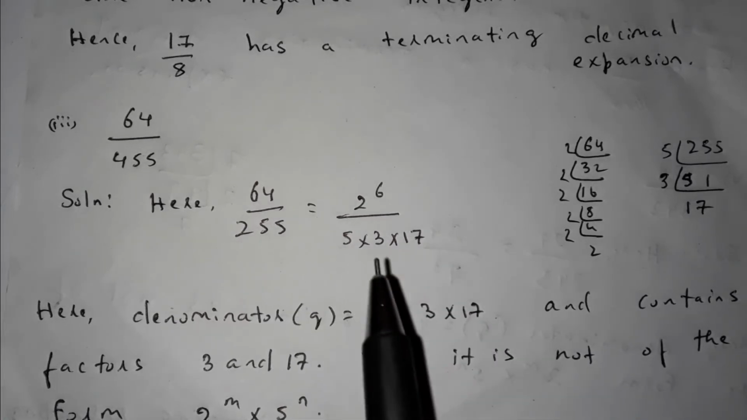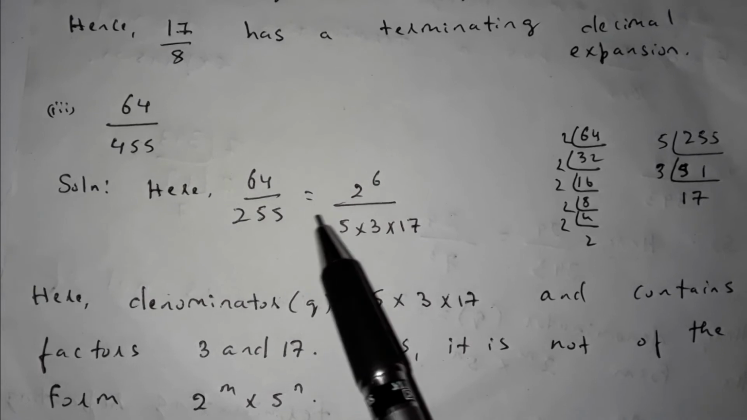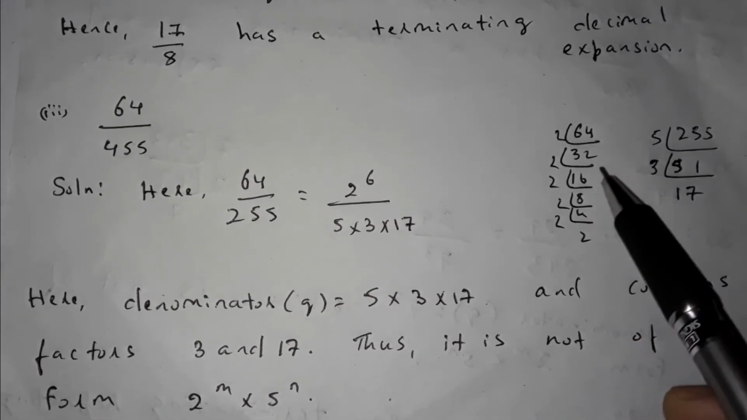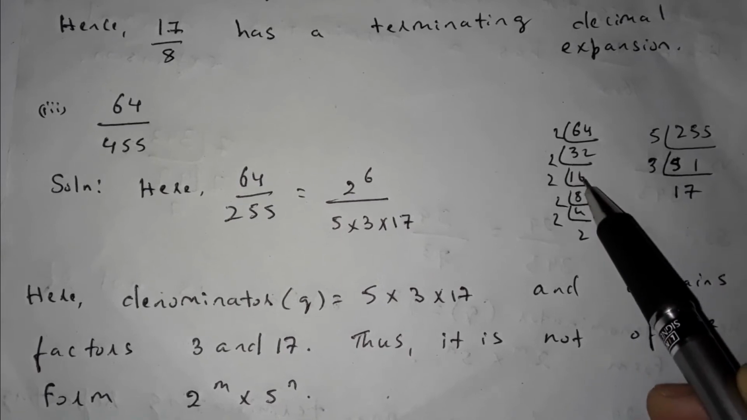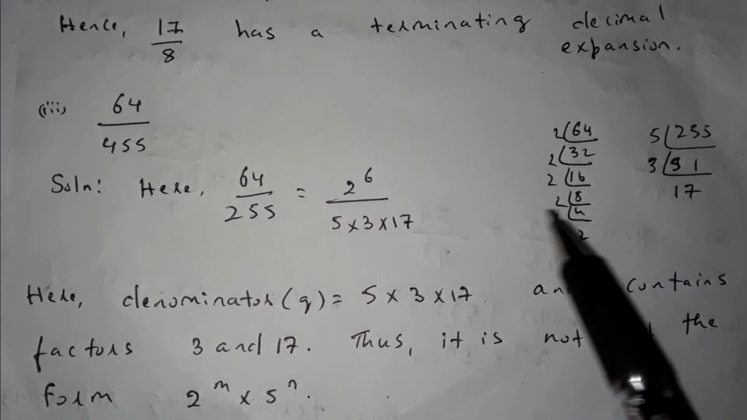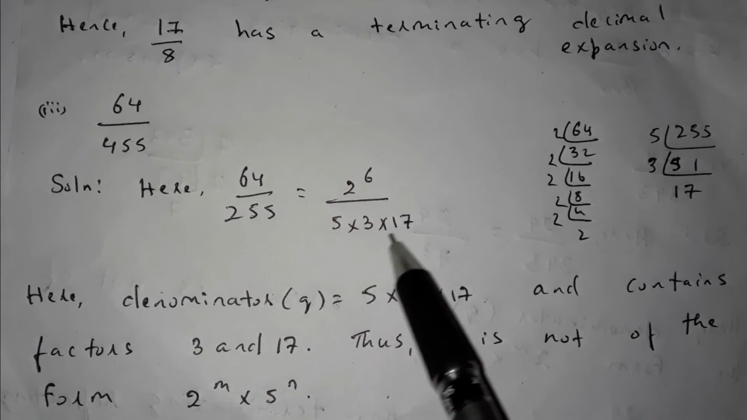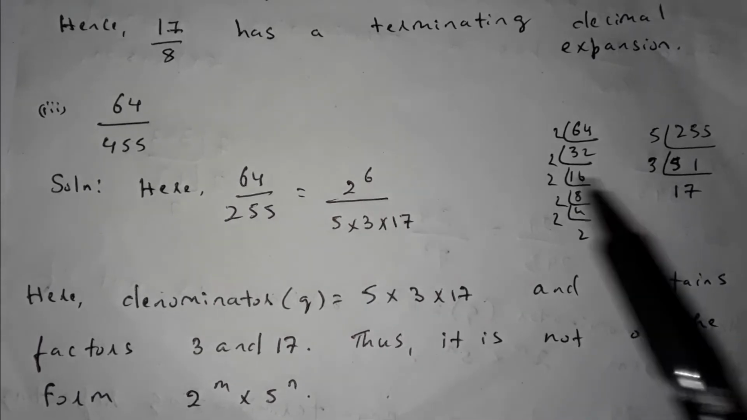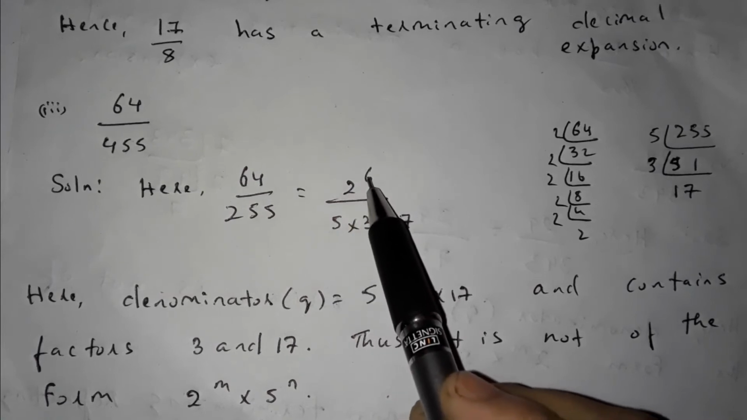So what is the 64? 2 times 32, isn't it? We have to find factors first. 2, 16, 32, 2, 8, 16, 2, 4, 8, 2, 2, 4. So we cannot cancel, isn't it? There's only 2 here, there's no 2, you cannot cancel anything. So 2 to the power 6.